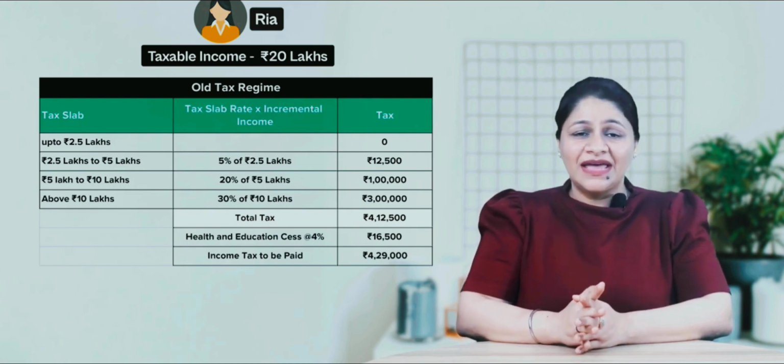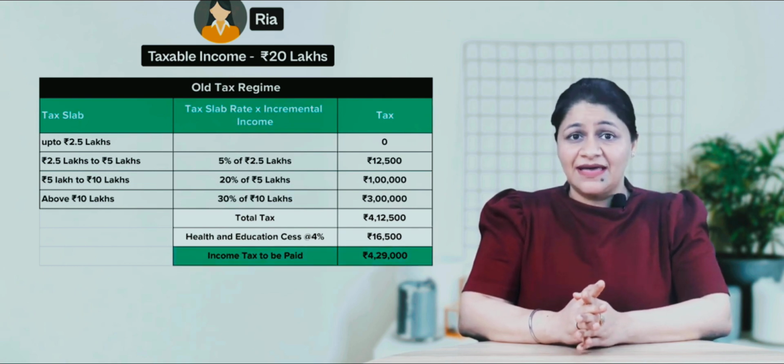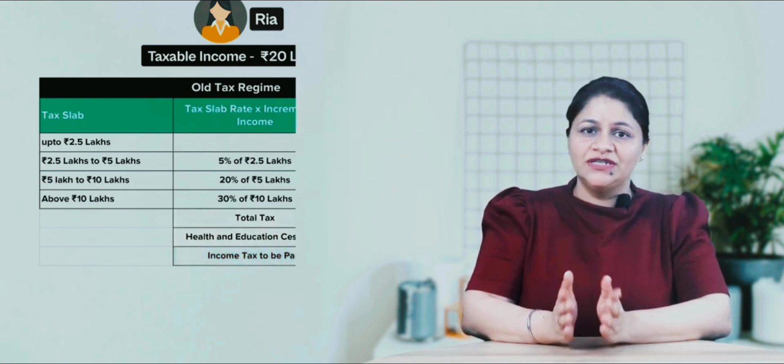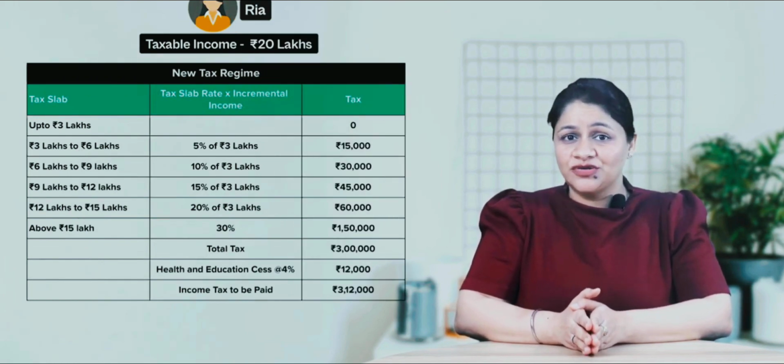4,12,500 rupees. Now calculate health and education cess at the rate of 4% of this tax amount and add to the tax. So we get 4,29,000 rupees as total tax liability. So Ria has to pay a total tax of 4,29,000 rupees for the financial year. The tax calculation method is the same under the new regime as well. To keep it simple for explanation purposes, let's assume taxable income is same 20 lakh rupees. You can calculate the tax as per the same progressive method. See the table on your screen for the calculation.